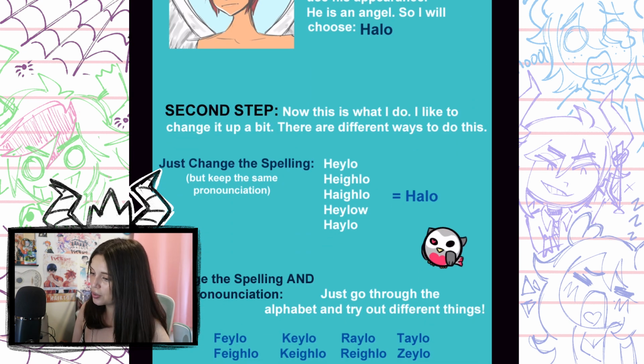Second step, now this is what I do. I like to change it up a bit, and then I guess this is how I would just kind of mess around with the spellings of their name. So these are all the different ways that I spelled Halo. Do you guys understand the meme that I'm trying to reference now? How this is going on?